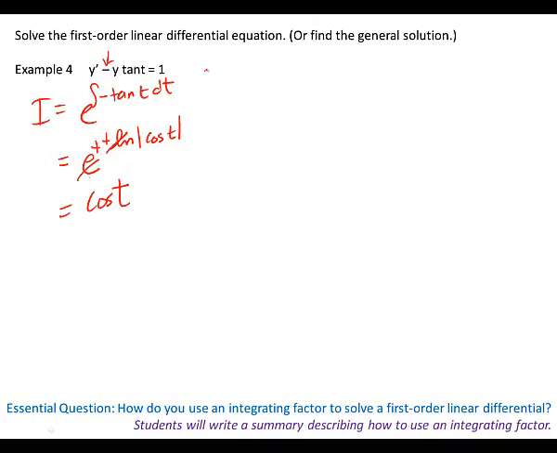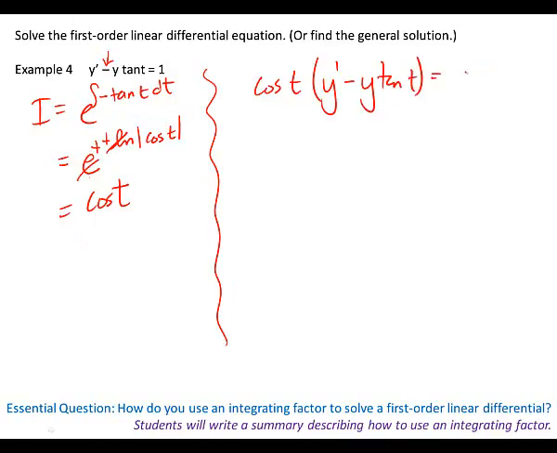All right, let's go to our pattern now. Okay, so I've got to take the integrating factor and multiply it by the original. So cosine of t times y prime minus y tangent of t equals cosine of t times 1. All right, what do I have to do to both sides now? Integrate, so I'm going to put the integral symbols in there. I'm going to throw some dt's after it. This one's actually really nice.